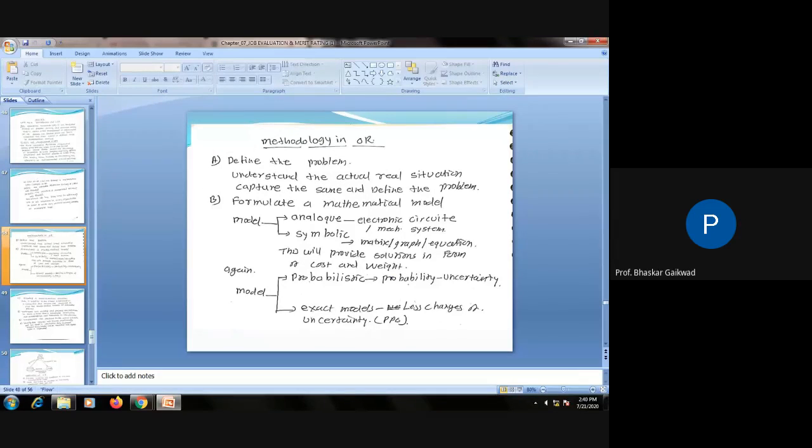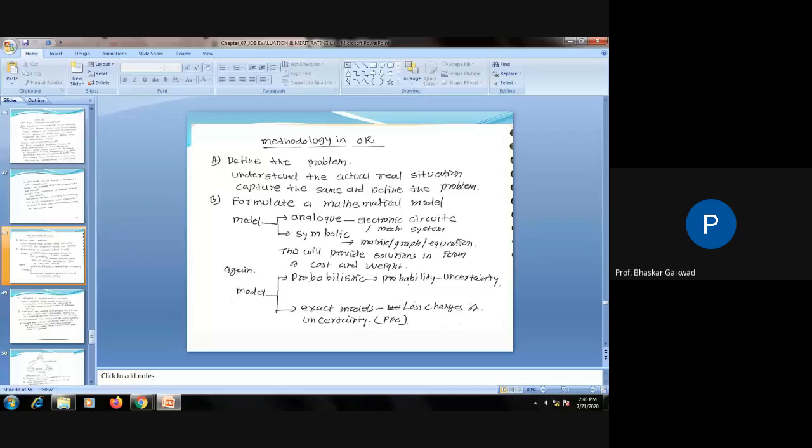Now, next part, that is methodology. The first point of methodology is to define the problem. What is the problem? You can define it on paper. Understand the actual real situation, capture it and define the problem. What is the present situation on the shop floor or in the organization? Try to understand, put it on paper, define it in specific manner. This is the first thing in the methodology of OR.